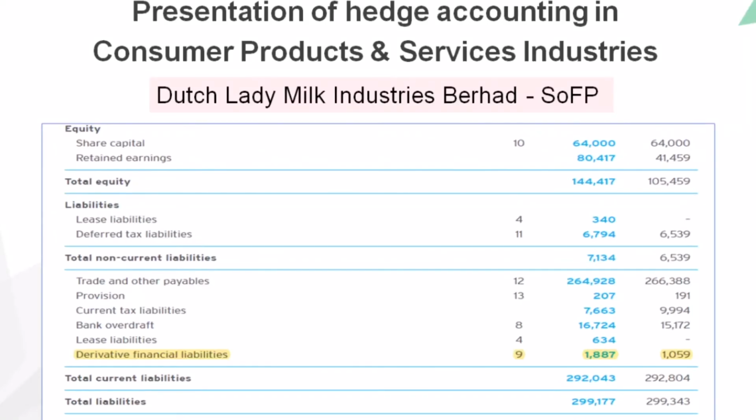Okay, now is the presentation of hedge accounting in the consumer products and services industry, which is Dutch Lady Milk Industries Berhad. From the slide we can see their statement of financial position, where the derivative financial liabilities for 2019 is 1,887 million, while for 2018, 1,059 million.